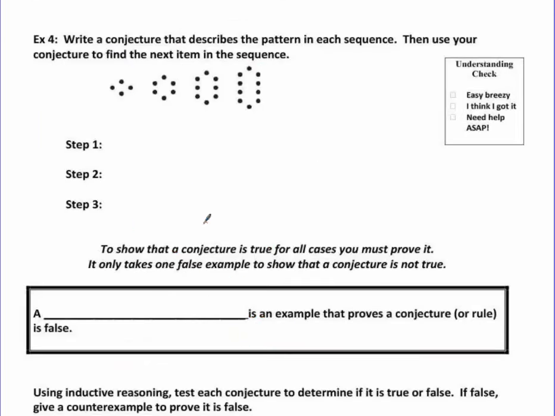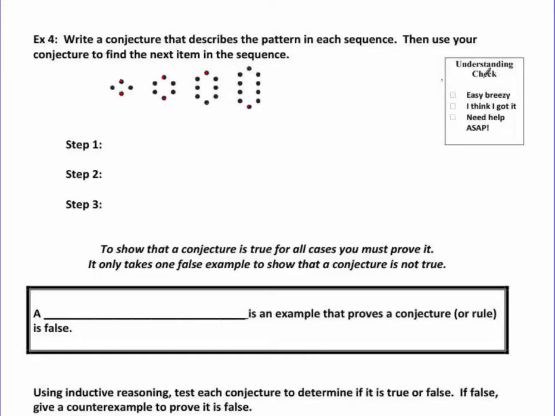So we have another one here. This one's a little different. This is closer to what a geometry inductive reasoning problem would be. It says, write a conjecture that describes the pattern in each sequence. Then use your conjecture to find the next item in the sequence. Well, when I look at this, I'm going to look at step 1 and see what are some examples I can come up with. So I see that there's a dot on the top and a dot on the bottom. And here there's a dot on the top, dot on the bottom, top, bottom, top, bottom.